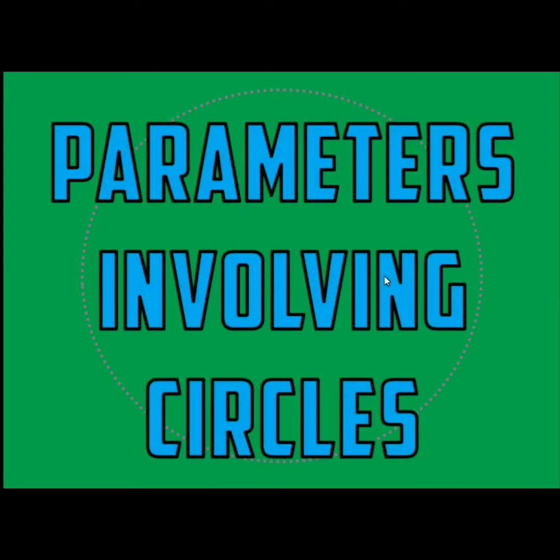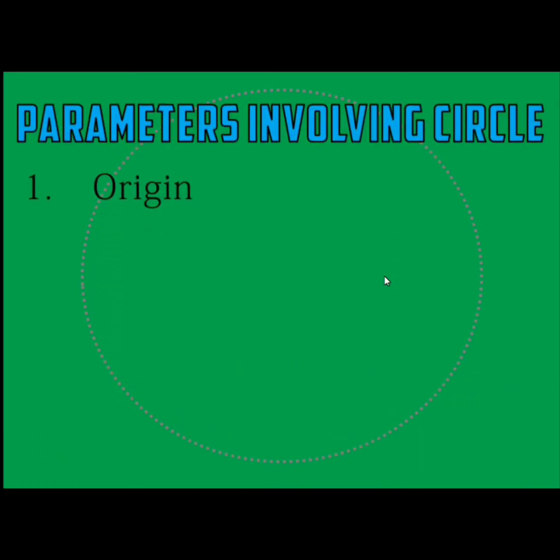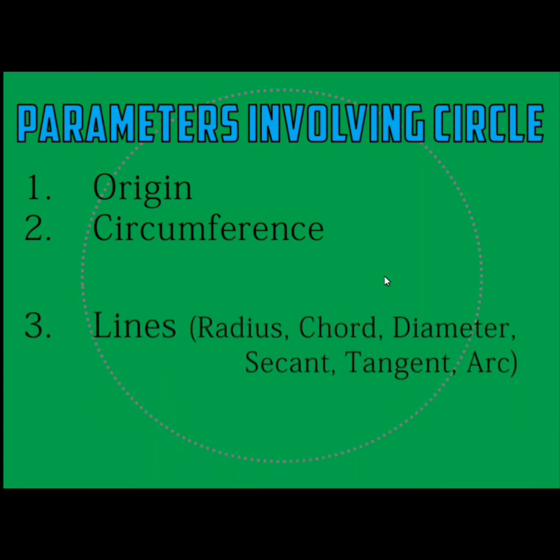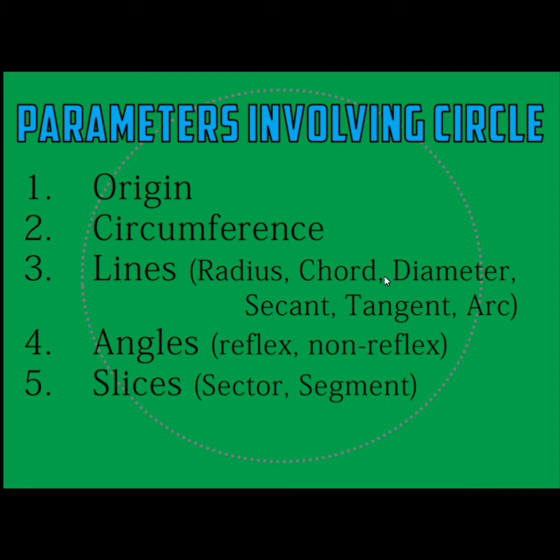We have 6 parameters involving circles: the origin, circumference, lines like radius, chord, diameter, secant, tangent, and arc, angles, which are reflex and non-reflex, slices, sector and segment, and the area.